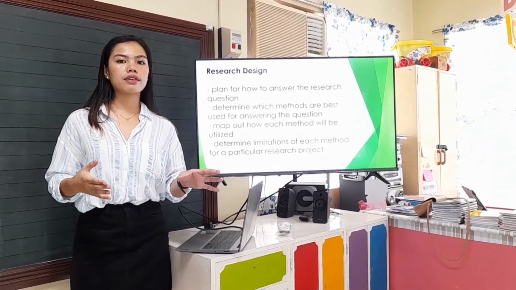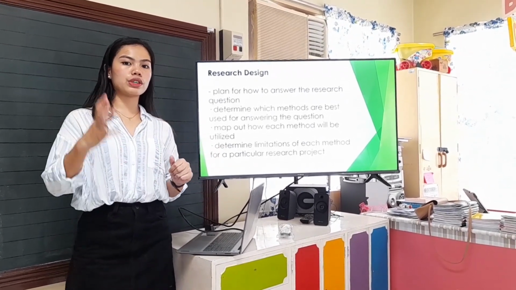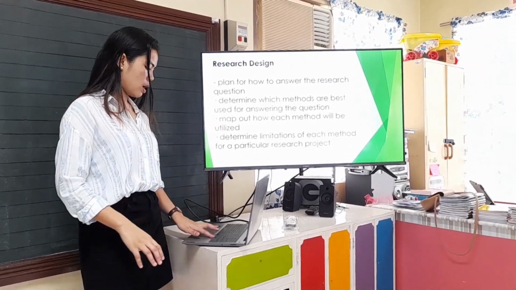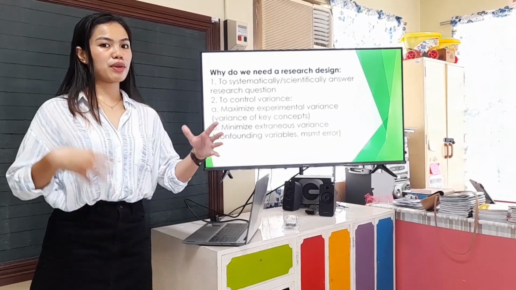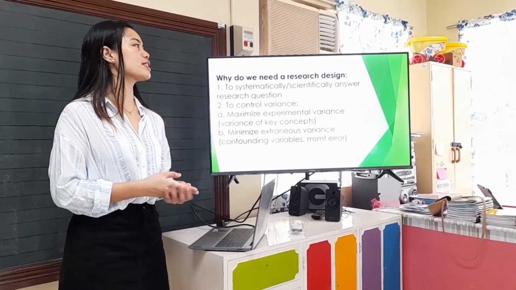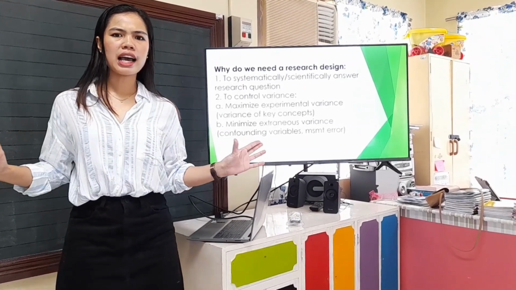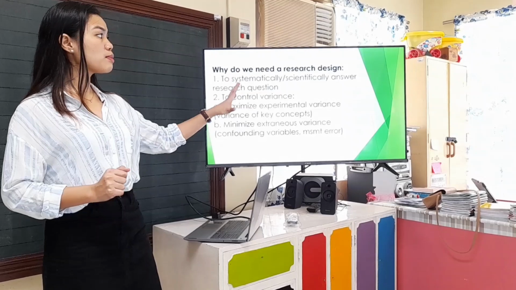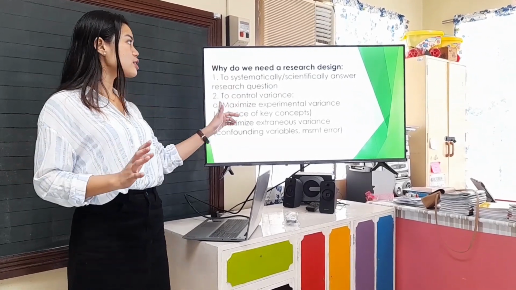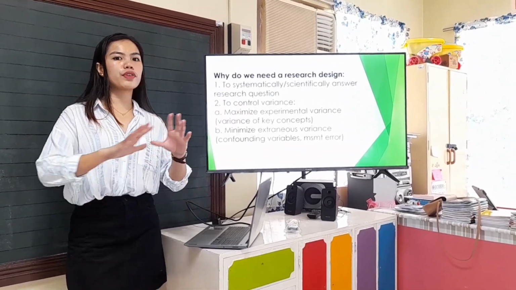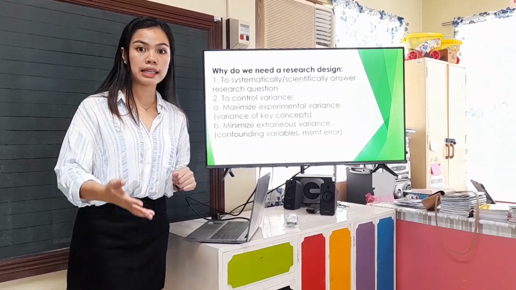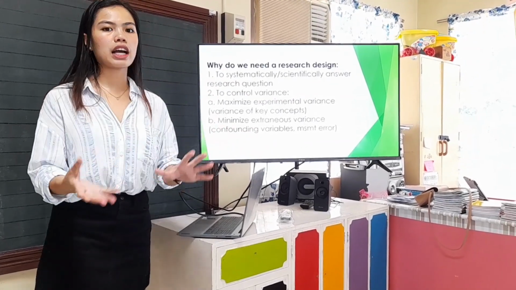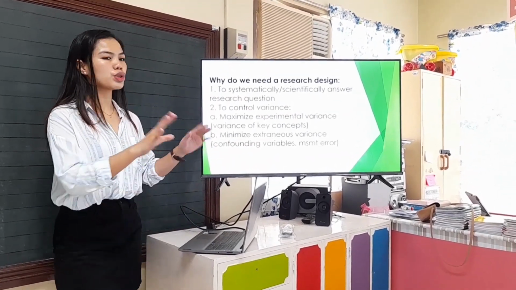It sets the limitations of what we are going to put in our research data. Now, I have this question all the time when I'm making a research, of course. Why do we need a research design? All of you might ask, why do we need such a thing? Of course, we need it to systematically and scientifically answer research questions. We have different research questions, and they must be answered by the whole research, because that's like our problem, right? And it also controls the variance.